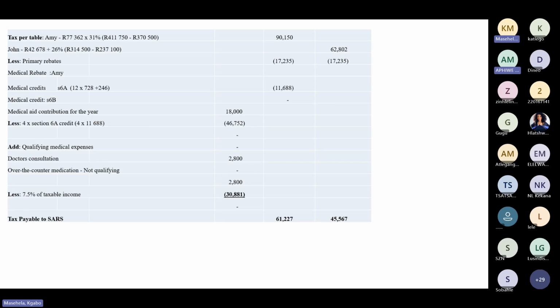So regarding question 1, can you hear me? I can hear you loud and clear, Apiwe. Okay. In question 1, there's a question I did when I was preparing for test 1. Simba, and then Simba is married in community of property.